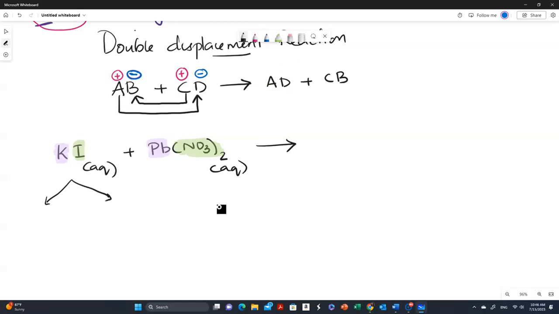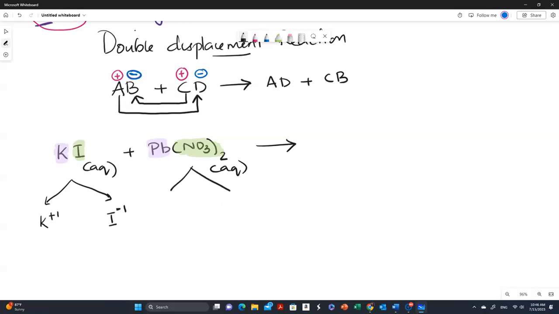Potassium belongs to which group? Group 1. So potassium will have a charge of +1. Iodine belongs to which group? Group 7. So iodine will have a charge of -1.